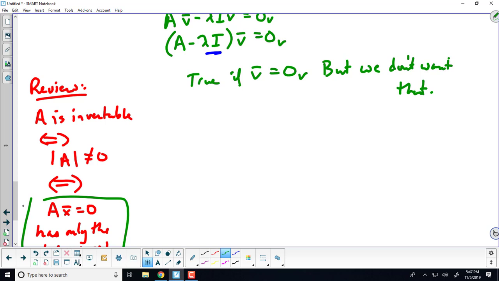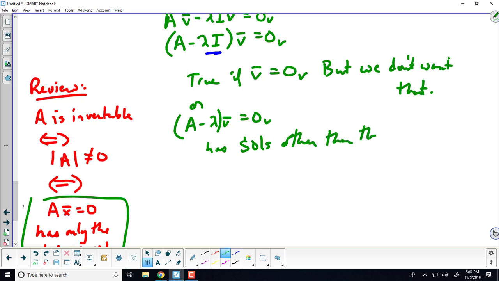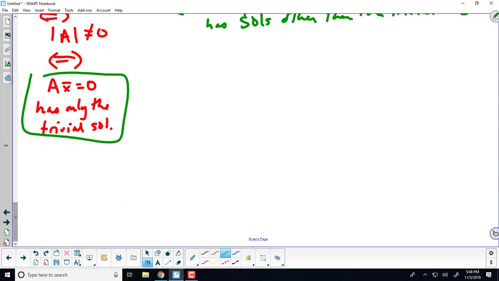Well, that's saying that we have other solutions to this, right? A minus lambda I times v equals 0 has solutions other than 0, other than the trivial solution. But if it has solutions other than the trivial solution, then the matrix is singular. And so what do we know about this matrix? Its determinant would have to be 0, right?